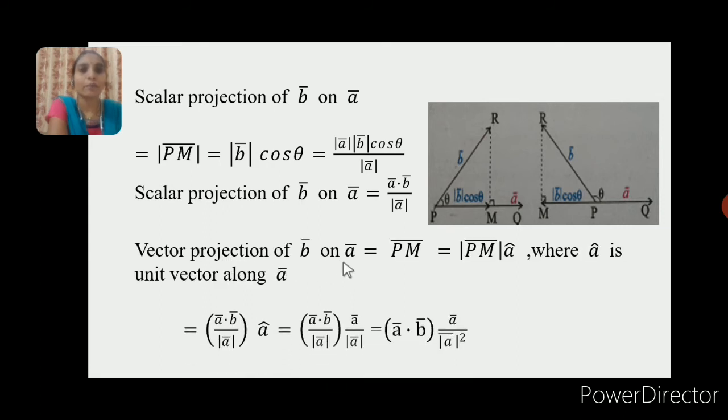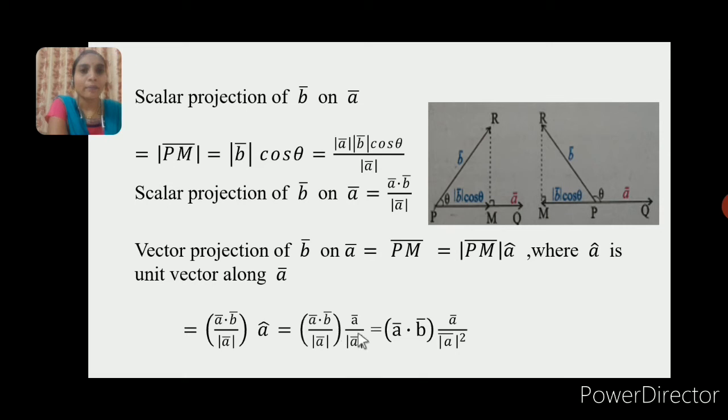Vector projection of B bar on A bar is equal to PM bar, which is equal to magnitude of PM bar into A cap, where A cap is unit vector along A bar. Magnitude of PM bar is scalar projection of B bar on A bar, and the formula is in bracket A bar dot B bar upon magnitude of A bar, into A cap, which is equal to in bracket A bar dot B bar upon magnitude of A bar, bracket complete.